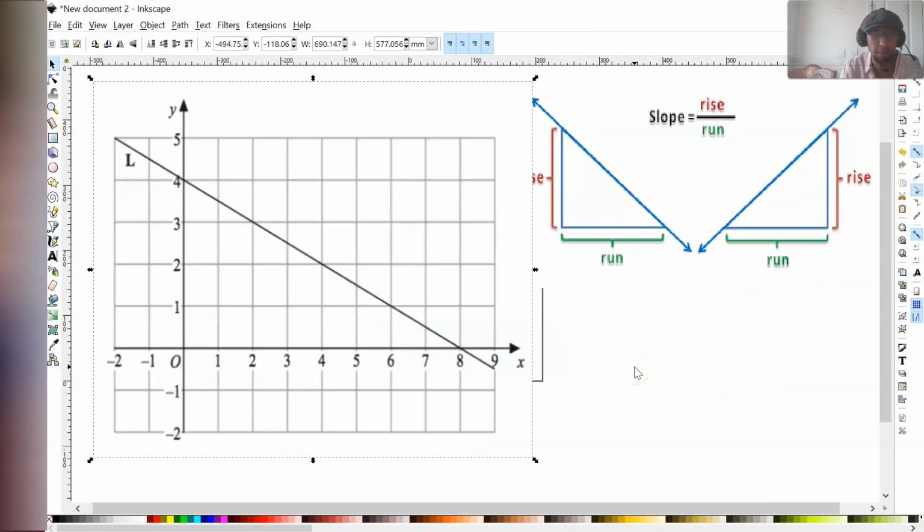Here is another question. You may want to pause the video and have a go at this yourself, and we'll go through the solutions when you're ready.